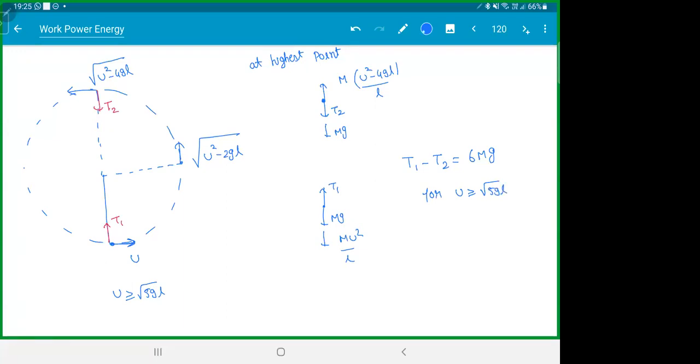This will be a straightforward question in BITS or CET. In CET it is a direct result. In a vertical circular motion, the difference in tension between the lowest and the highest point is what? 6 mg. For any value of u. The difference. You can check it out from these equations here. You can find T2, T1 and subtract them. You'll always get u square cancelled.